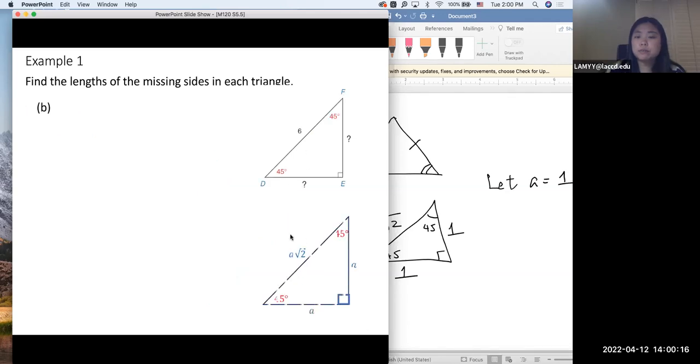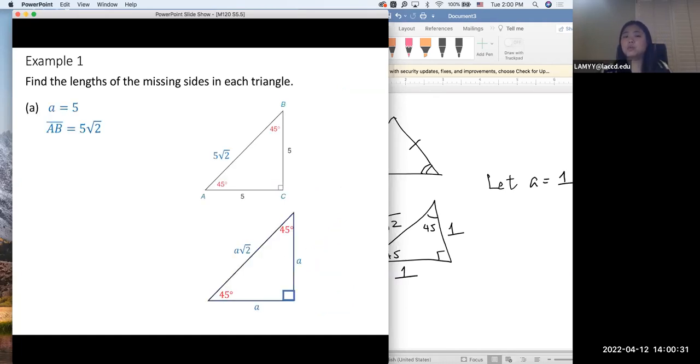This time, I have the hypotenuse equal to 6, right? I need to find out these two sides here. Okay, first figure out what is your a equal to. Think about it. This one is pretty obvious. A equal to 5, right?